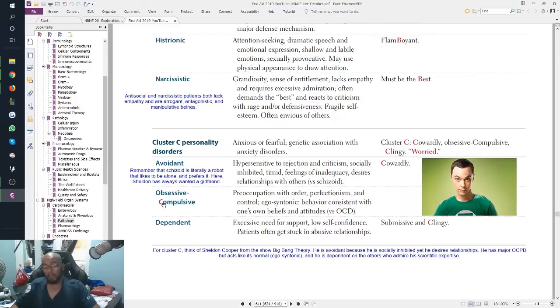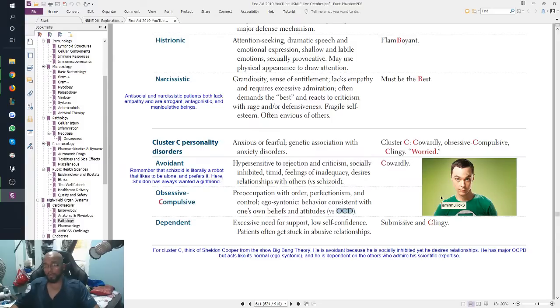Obsessive-compulsive personality disorder, which is what a lot of people have, is literally like OCD, but it's a personality. So it's egosyntonic, which means that, right, behavior is consistent with one's own beliefs and attitudes. Whereas in OCD, you know that what you're doing is kind of extra. He never thinks he's wrong. So if he wants something done in a certain way, that's his obsessive-compulsive personality disorder, and it's egosyntonic. Whereas OCD is ego-dystonic.